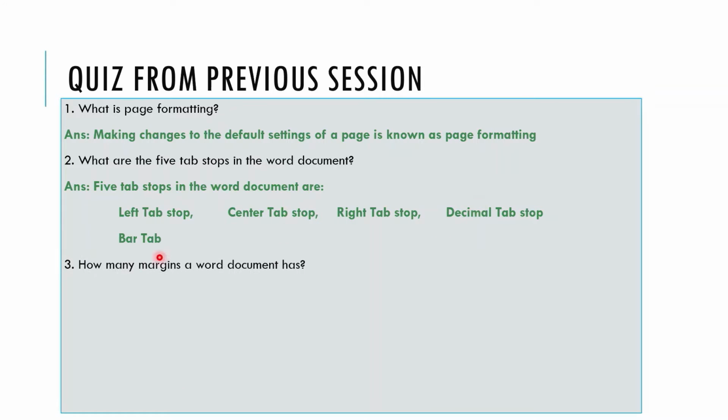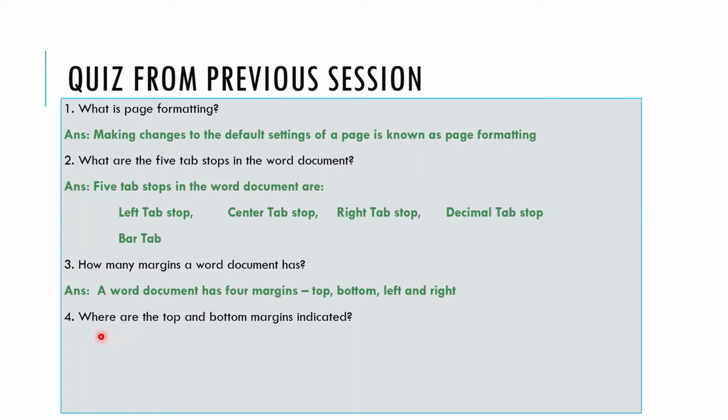The next one, how many margins a Word document has? And the answer is, a Word document has 4 margins, top, bottom, left, and right. Where are the top and bottom margins indicated? And the answer is, the top and bottom margins are indicated on the vertical ruler.